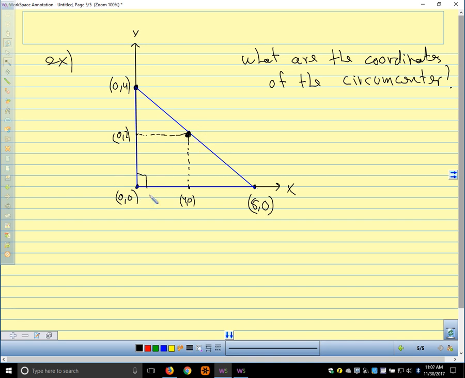Well, how far over have we gotten to get here? 4, and we've gone up 2, so the coordinates are going to be (4, 2) on the hypotenuse, on the triangle. All right, questions there?